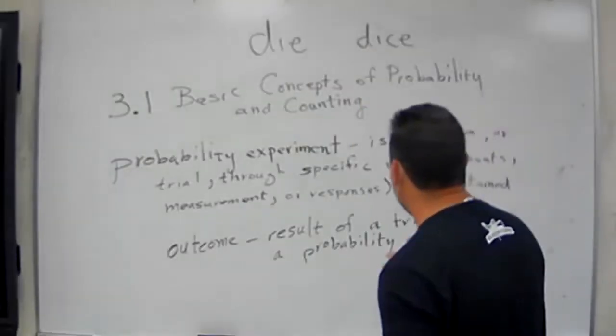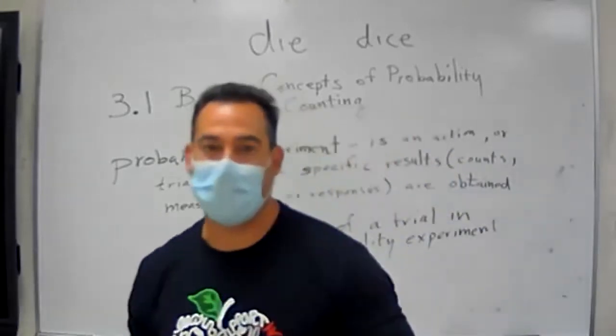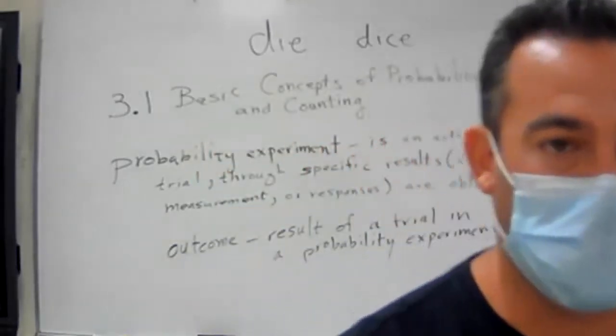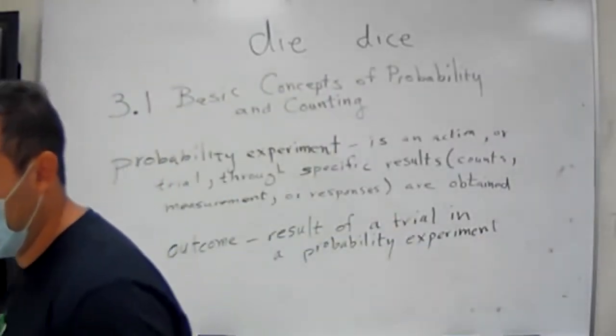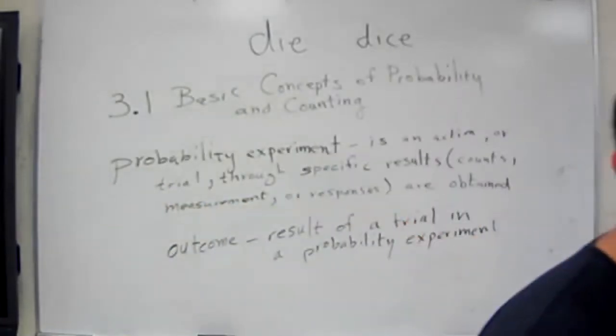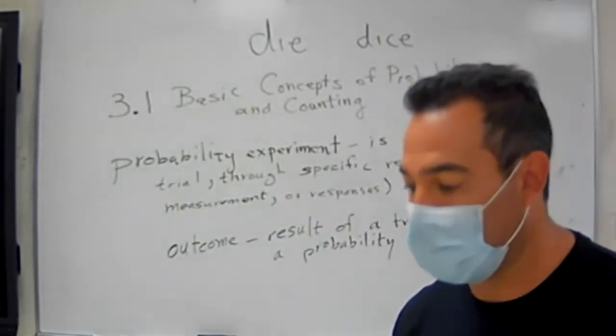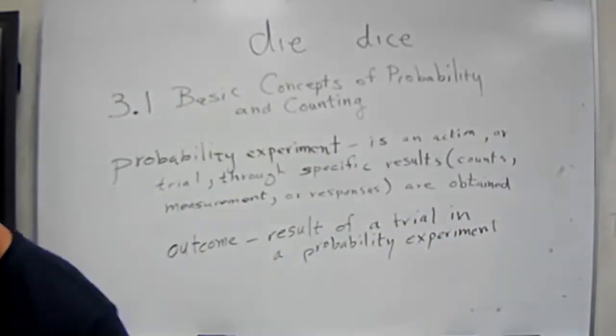So the result of a trial in a probability experiment is called the outcome. So every time you repeat this experiment, you draw a card, you flip a coin, you roll a die, or in some cases, you would consider a poll a probability experiment. Okay?